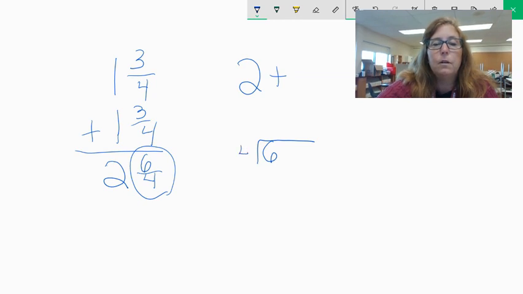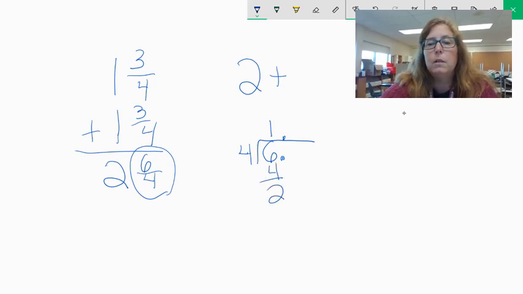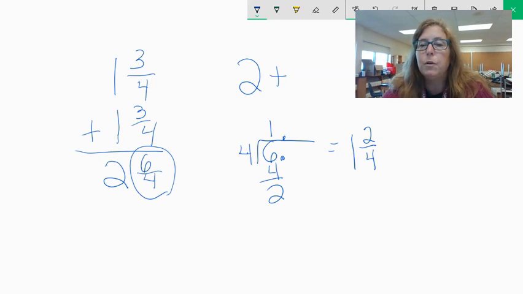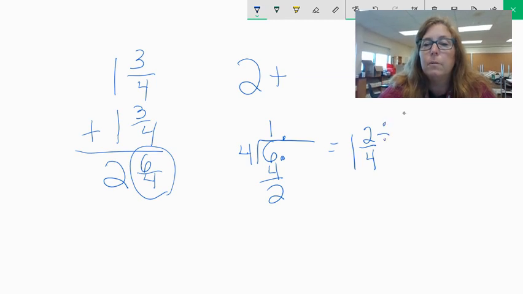And our 4 is trying to get in. So we look at 4. How many times can 4 fit into 6? Well, once. 1 times 4 is 4, and our remainder is 2. So this would be the equivalent of 1 2/4. But we're not done yet. 2/4 can be simplified, so I have to think to myself, what number can I divide both 2 and 4 by? Oh, yeah, you're right, 2. So 2 divided by 2 and 4 divided by 2.